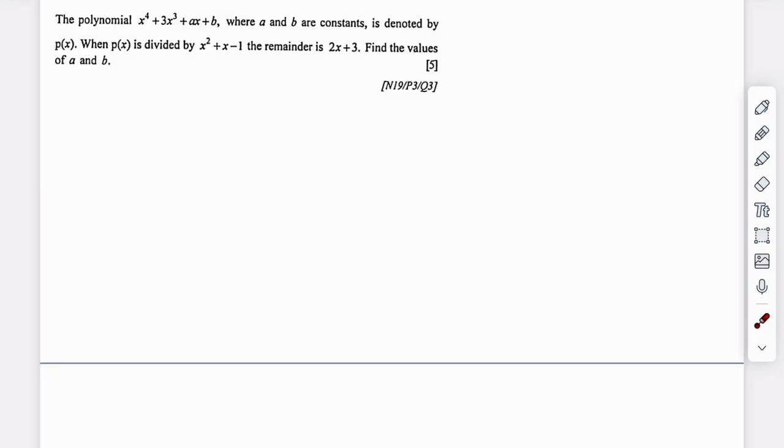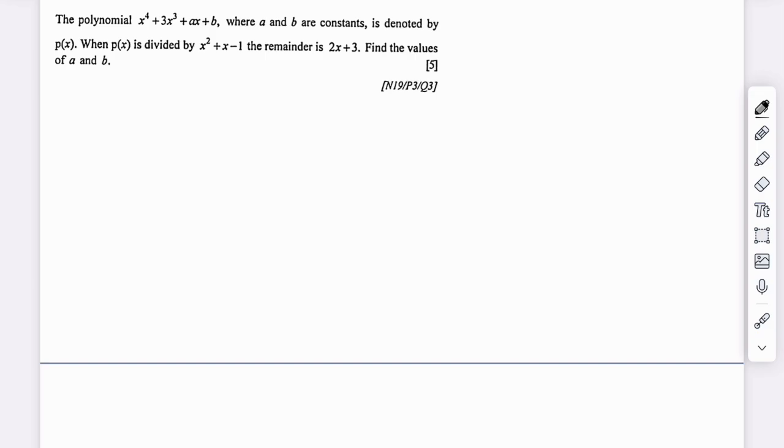Alright guys, now lastly we've got a quick exam style question here on the factor theorem. It says the polynomial x to the power 4 plus 3x cubed plus ax plus b is denoted by p of x. When p of x is divided by x squared plus x minus 1, the remainder is 2x plus 3. And it wants us to find the values of a and b. So how do we go about doing this?